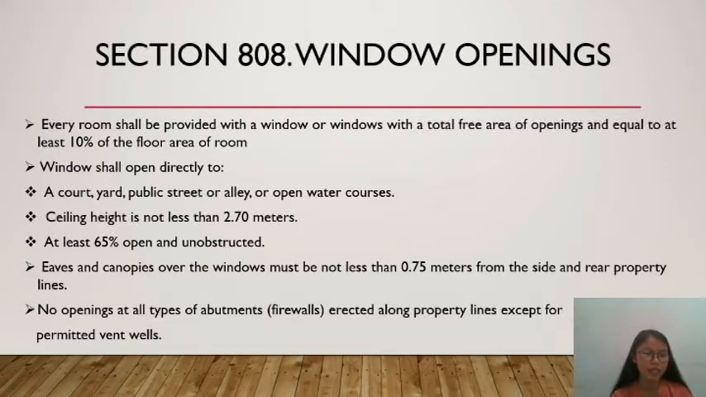And second, ceiling height is not less than 2.70 meters and has one of the longer sides at least 65% open and unobstructed. Eaves and canopies over the windows must be not less than 0.75 meters from the side and rear property lines. So no openings at all types of abutments or firewalls erected along property lines except for permitted vent walls.